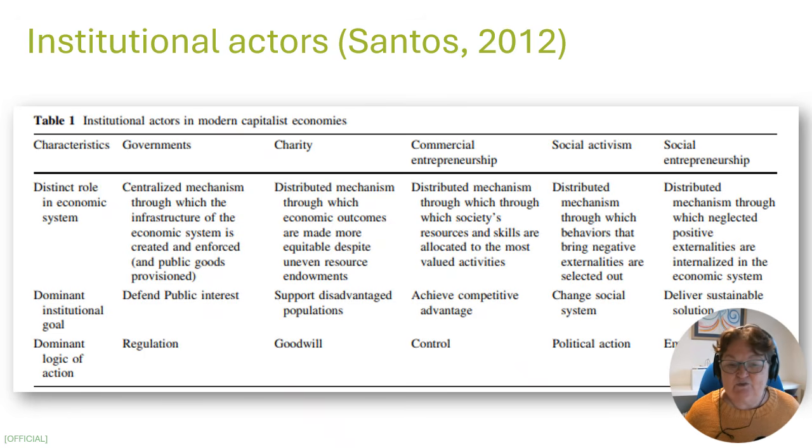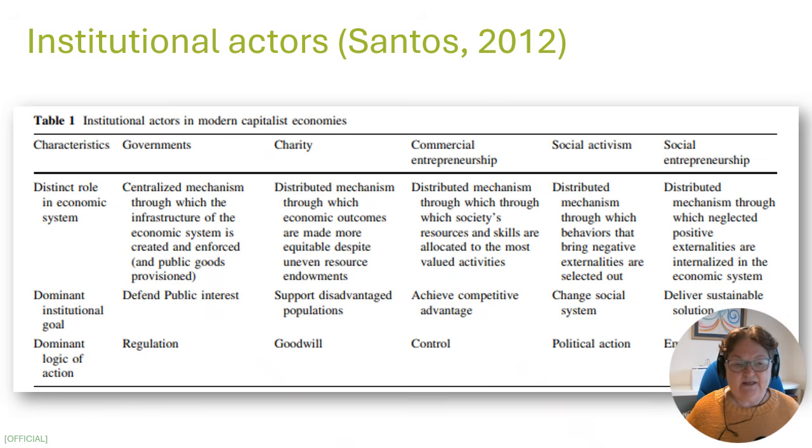We talked about social entrepreneurs looking at activities with positive externalities that aren't serviced by government or by commercial entrepreneurship, and they want to deliver sustainable solutions through empowerment. Charities or non-profit organizations typically work with common pool resources or social goods to deliver services also that are not provided by governments or the business sector.